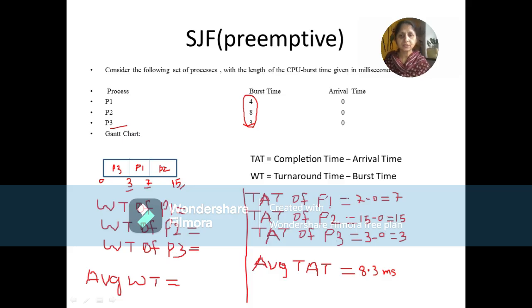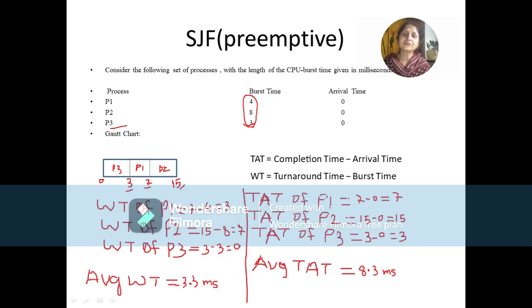Let's calculate the waiting time of P1. So that is turnaround time 7 minus the burst time of P1. Burst time is 4. So 7 minus 4 is equal to 3. Waiting time of P2. What is the turnaround time of P2? 15. Minus the burst time of P2, which is 8. So that is 7. And waiting time of P3 is turnaround time, that is 3, minus the burst time, that is 3. So 3 minus 3 is 0. And what is average waiting time? 7 plus 3 is 10. 10 divided by 3, so 3.3 milliseconds.